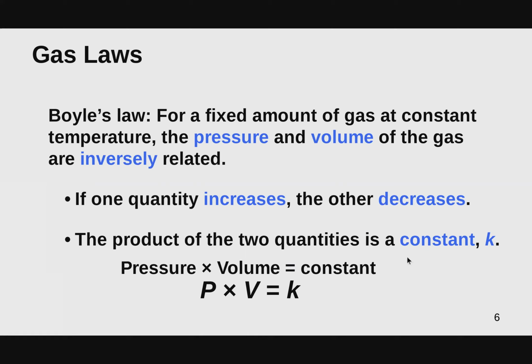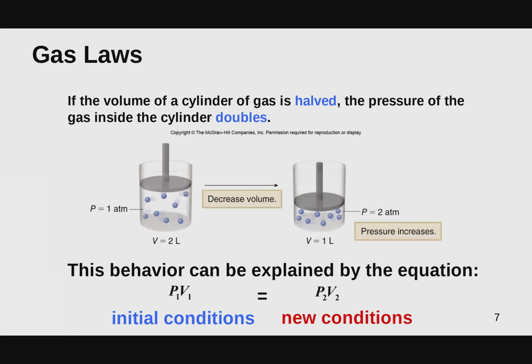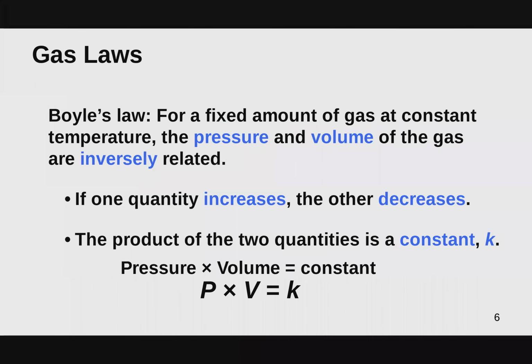Now you'll notice that it's pressure times volume equals K. K is a constant. It doesn't really matter why it's constant, just know that it's equal. K is a constant, and it has a fixed mathematical value. So that's Boyle's law. It doesn't matter so much what it means or why it is what it is, but just know pressure times volume equals K.